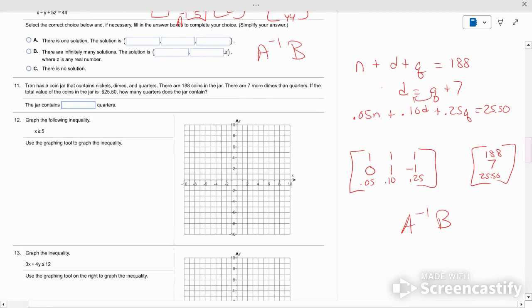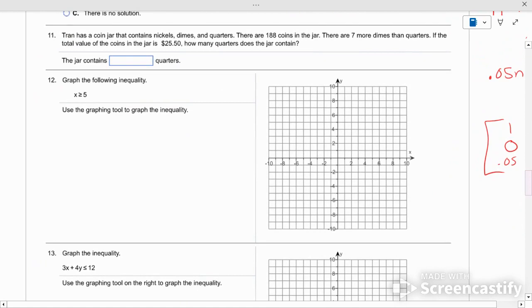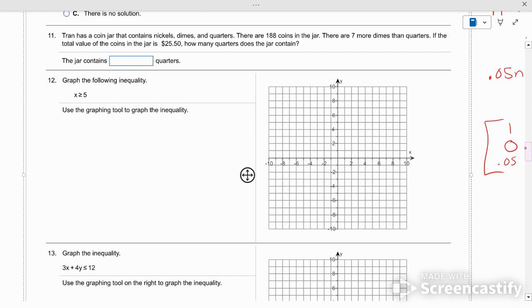Number 12, graph that inequality. X is greater than 5. Would that be a horizontal line or a vertical line for number 12? Horizontal or vertical? Vertical. Solid or dashed? Solid. It's going to look like this. Shaded to the right.